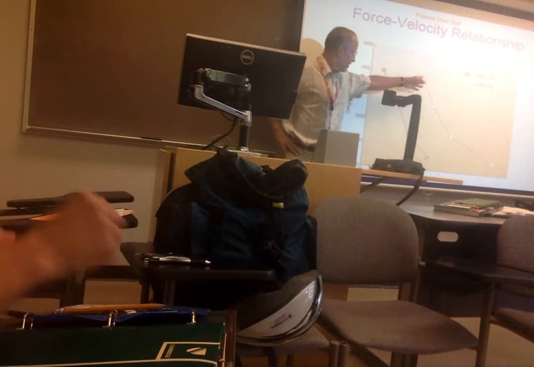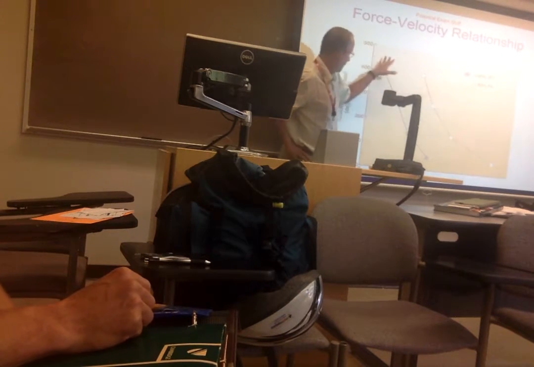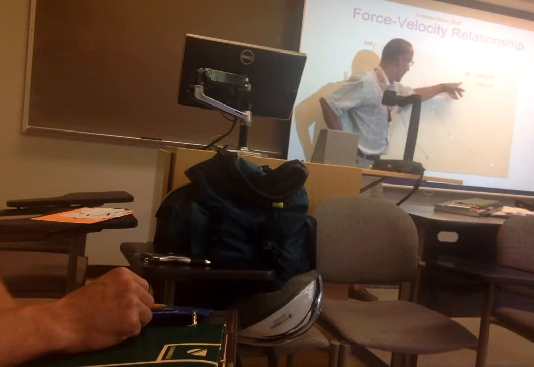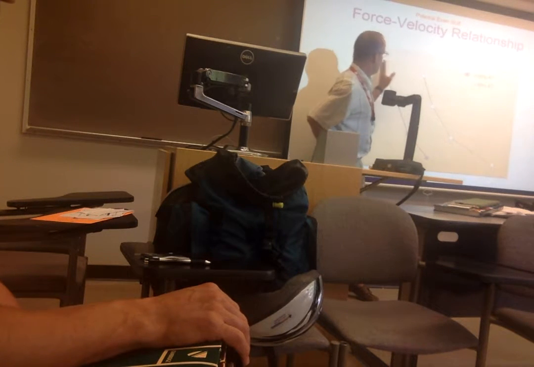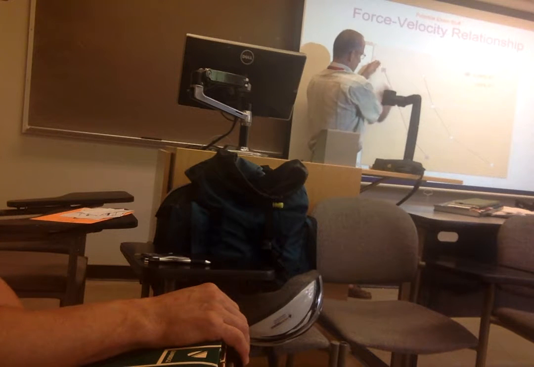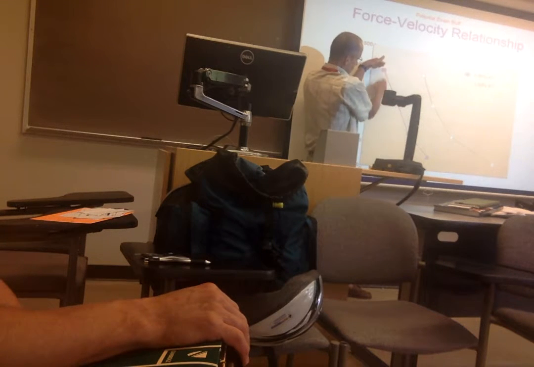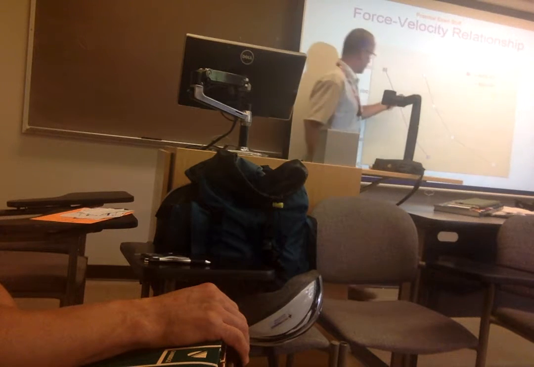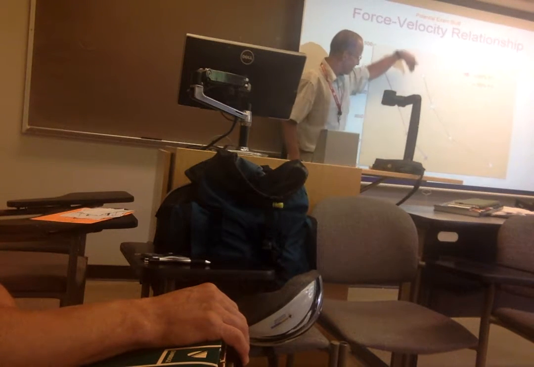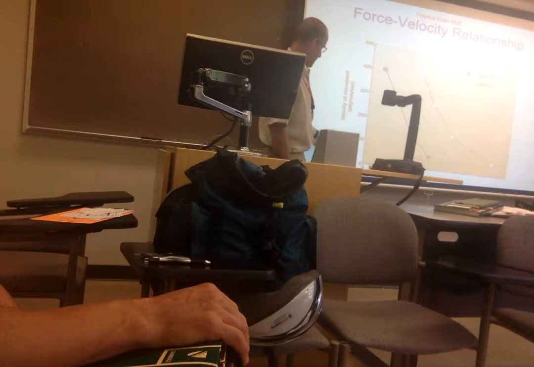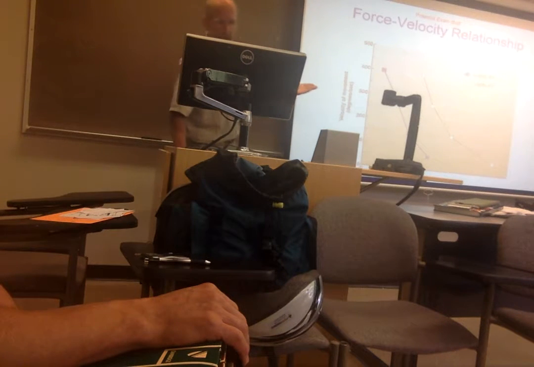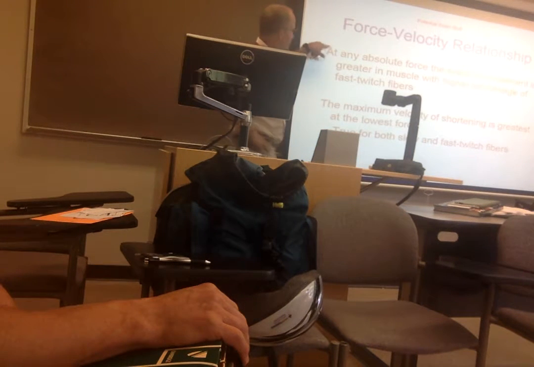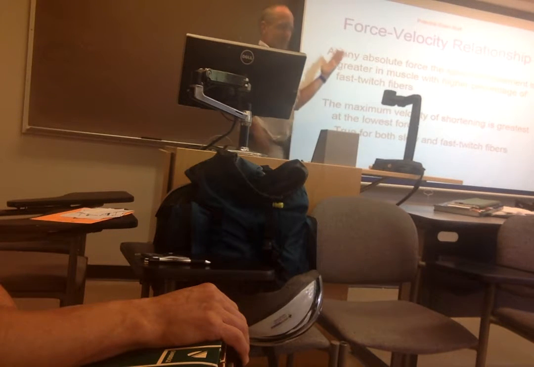The interesting thing when you're comparing, these are slow twitch, these are fast twitch. Actually, I got it backwards. This is slow twitch and fast twitch. So here's a slow twitch. It's got less than 50% fast twitch fibers. So let's say this is a slow twitch muscle, that's a fast twitch muscle. You look at it and you say, what do the words say? At any absolute force, the speed is greater in fast twitch. We know fast twitch are faster.